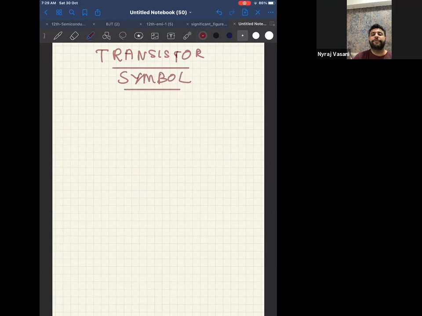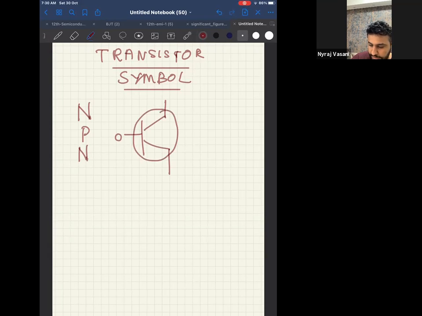Now tell me, how many types of transistor are there? There are two types of transistors. One is NPN transistor and one is PNP transistor. So first, let us do the symbol of NPN transistor. The symbol of NPN transistor, see this. This is emitter, this is base, and this is collector, and this is the arrow mark.